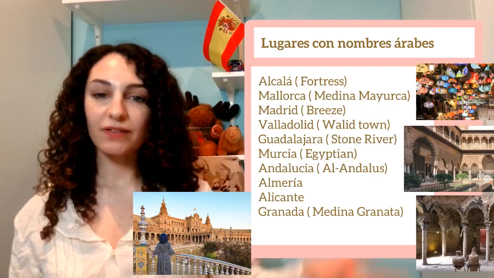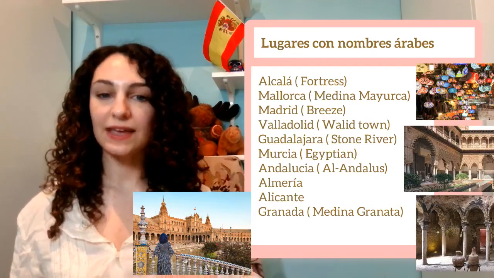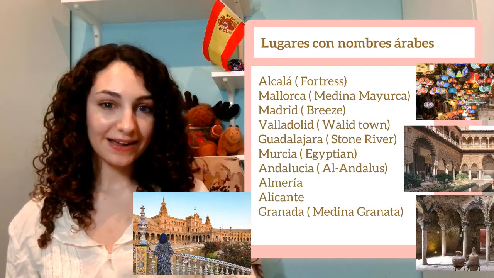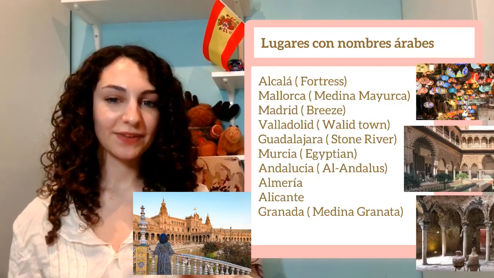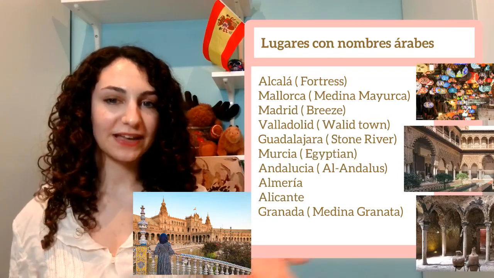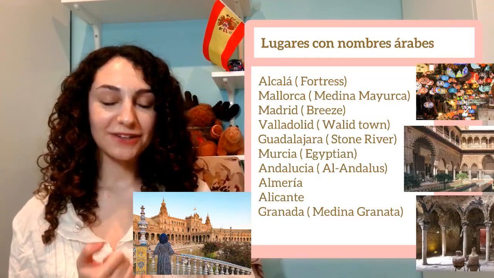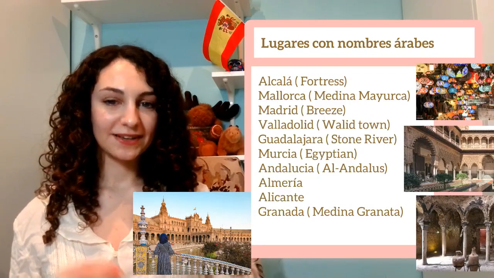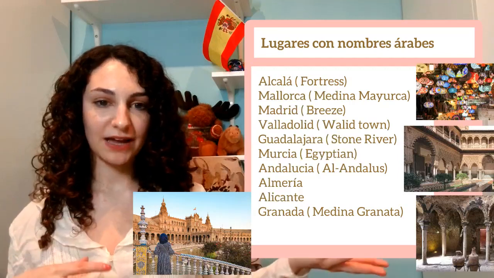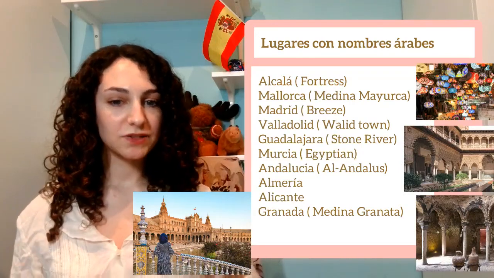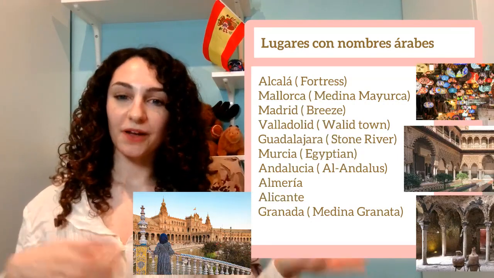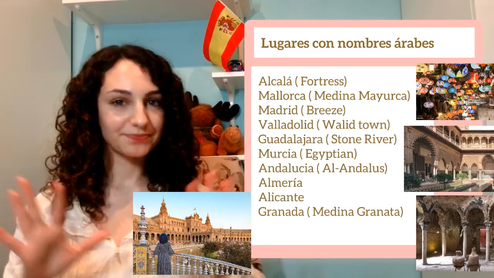All right. So all these names, they don't have Latin roots. They have Arabic roots. Guadalajara, Stone River. Murcia, donde yo vivía, viene de algo que significa Egyptian. Andalucía, al-Andalus. Almería, Alicante. Y Granada, Granada super famous for Alhambra. It used to be called Medina Granada, and that meant city of pilgrims. Okay, so you can see here all these words.